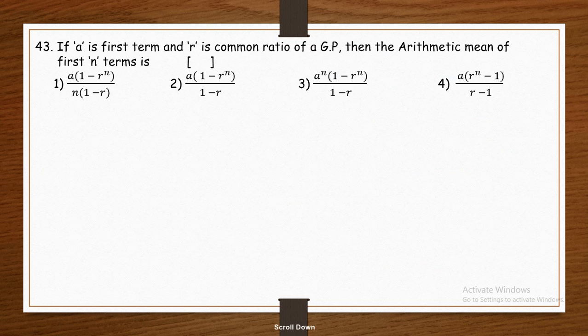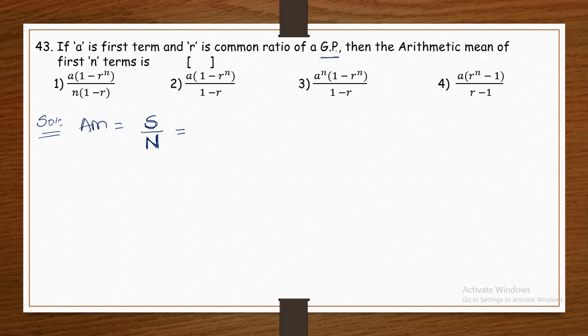Next, moving on to question number 43. If A is the first term and R is the common ratio of a GP, where GP means geometric progression, then the arithmetic mean of the first n terms is... We are asked to find the arithmetic mean. What is arithmetic mean? It is the sum of observations divided by the number of observations. This is the formula we are using here.